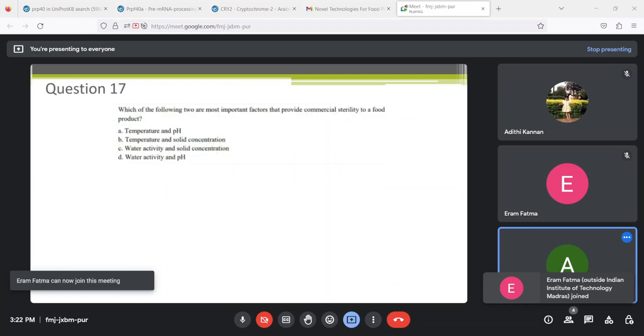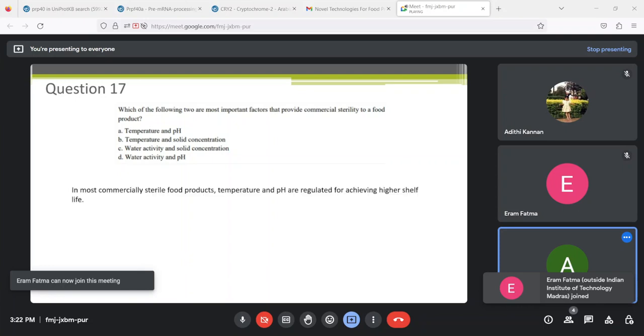Moving to question 17. Which of the following two are the most important factors that provide commercial sterility to a food product? A. Temperature and pH. B. Temperature and solid concentration. C. Water activity and solid concentration. D. Water activity and pH.